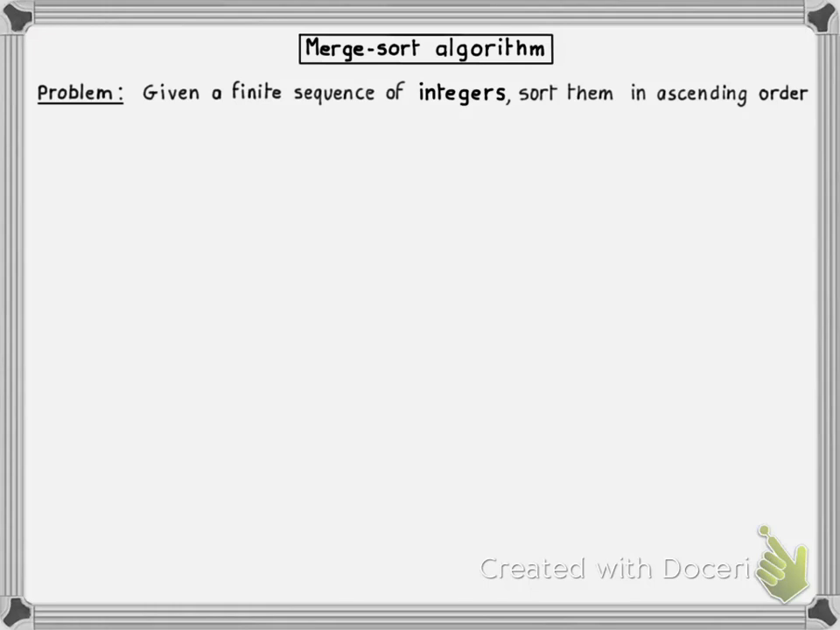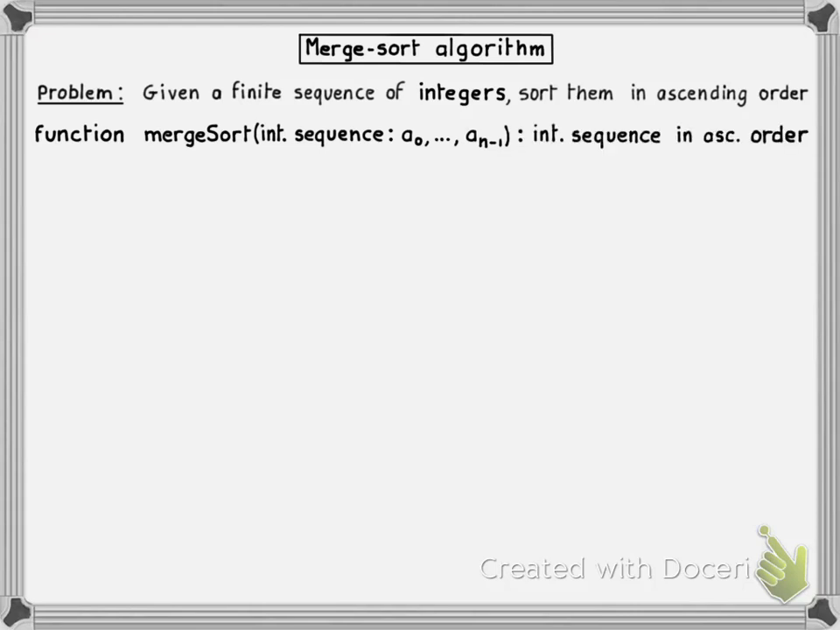So let's write down the description of the merge-sort algorithm in pseudocode. The algorithm is a function since it returns a value, namely a sequence. Let's call it merge-sort, and it takes a single argument, which is a sequence of n integers, a sub 0 to a sub n minus 1. The return type is an integer sequence, and remember they must be in ascending order.